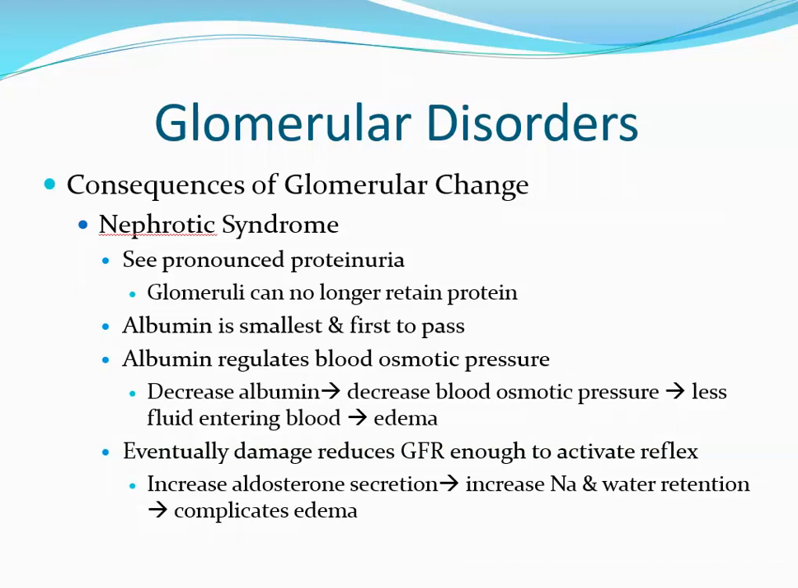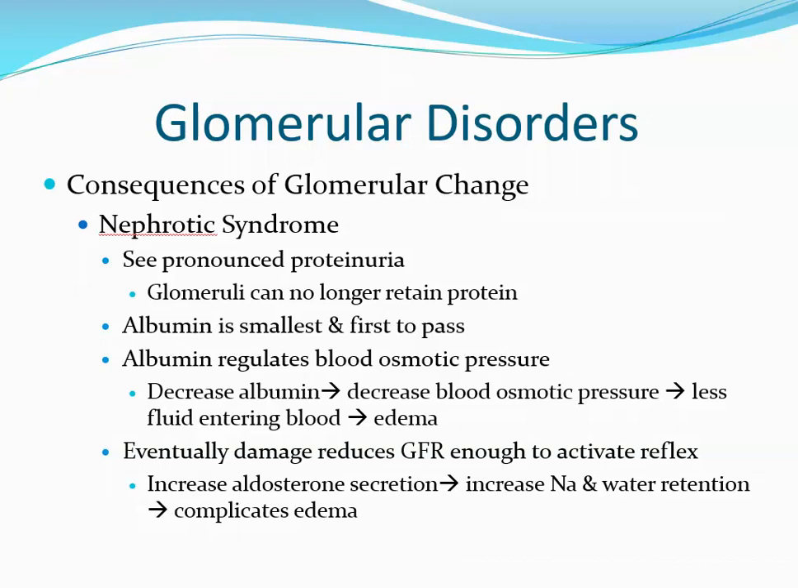The lining of the glomerular capillary maintains a negative charge under normal conditions. Albumin also has a negative charge. These two like charges repel each other, and this is what normally keeps albumin in the plasma and does not allow it to be filtered out. Remember, too, that albumin plays a major role in regulating blood osmotic pressure. So if albumin ends up being lost in the urine, this will decrease blood osmotic pressure. This results in less fluid re-entering the blood, and this can result in edema.